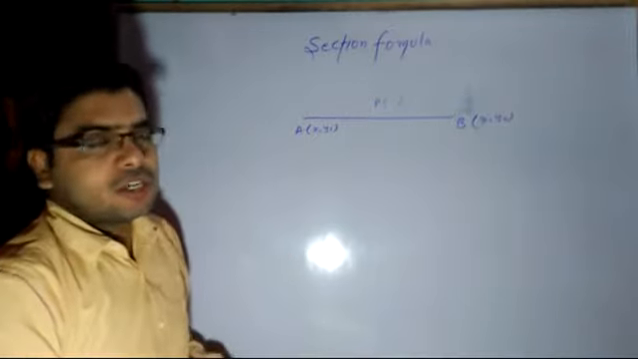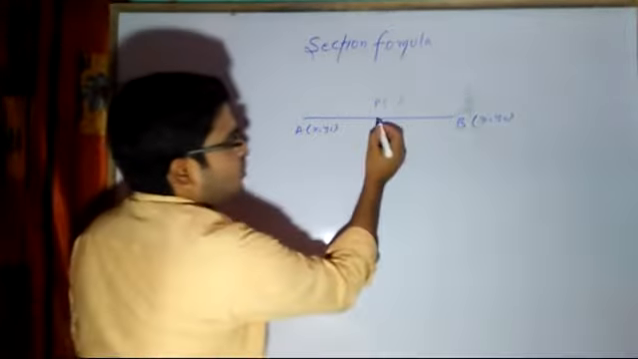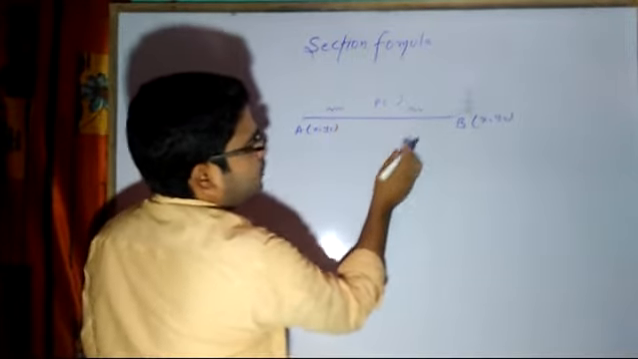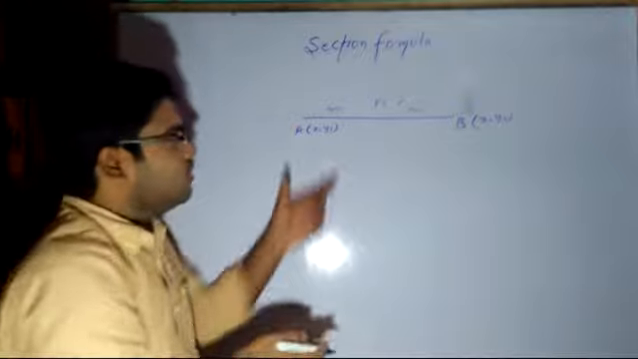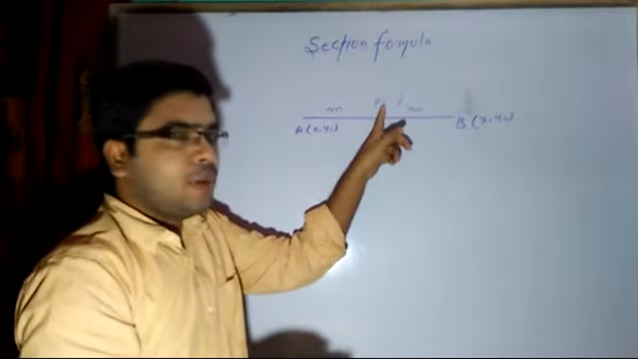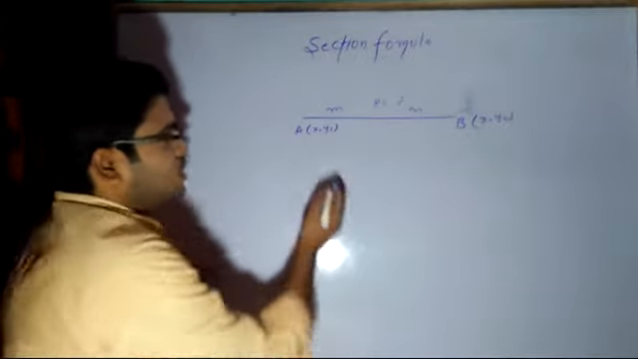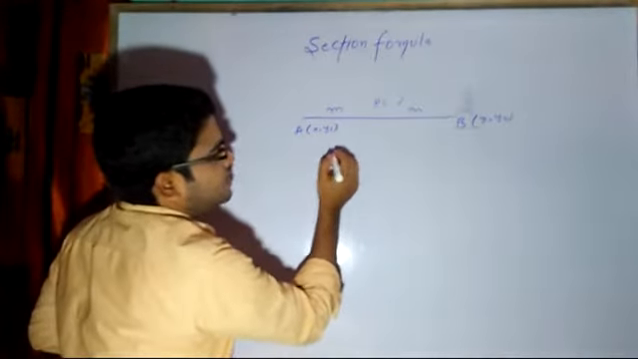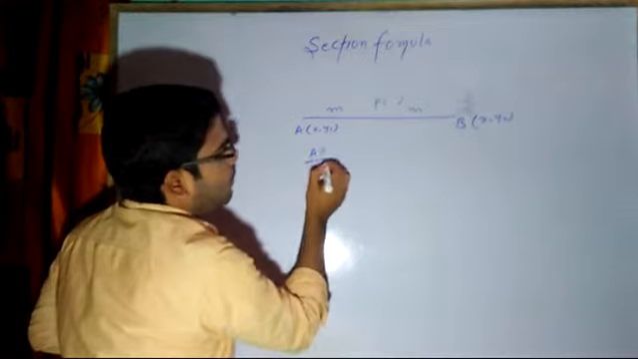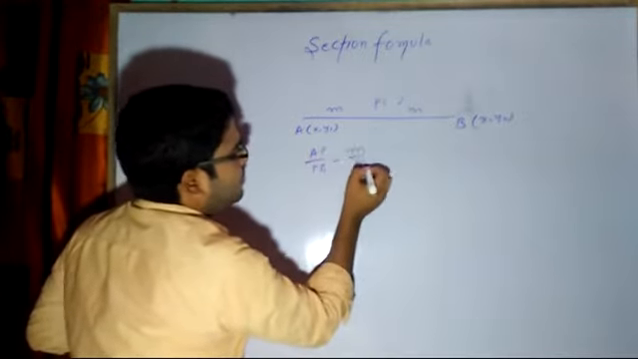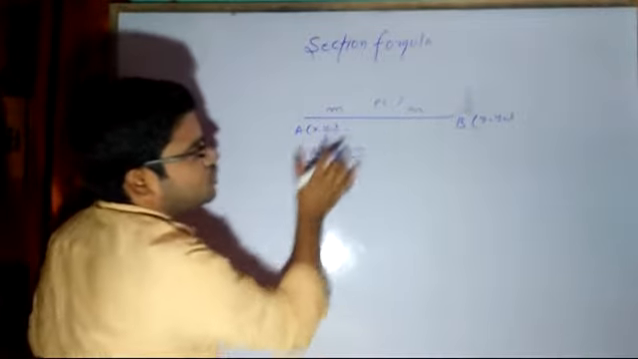One thing they will ask is, what is the relation between AP and PB, meaning in which ratio this point P divides the line AB. That means AP upon PB is equal to M upon N. This is the ratio, M is to N.